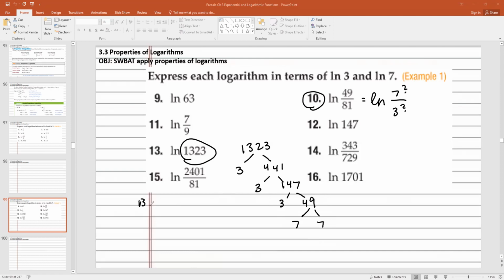So 1323 is natural log of 3 cubed times 7 squared. And do the order of operations. So handle the multiplication first. Natural log of 3 cubed, natural log of 7 squared, and make it a plus. When you multiply, you add.